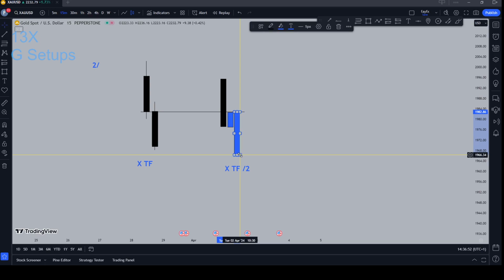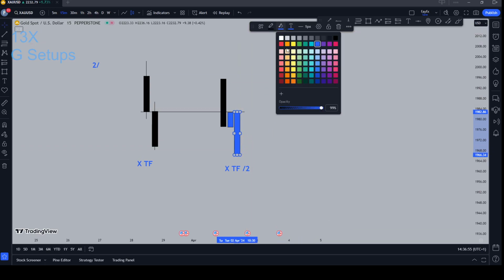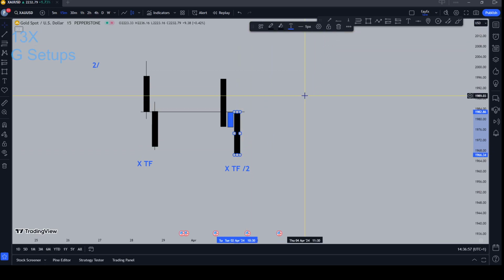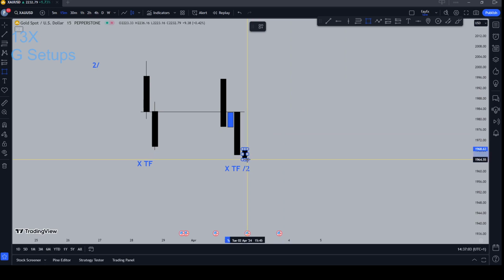This is very, very powerful, very strong. Whenever you find something like this, just go for an instant sell. No need for confirmation.